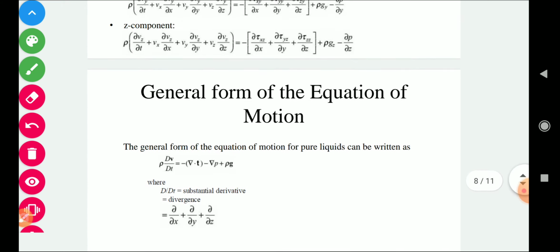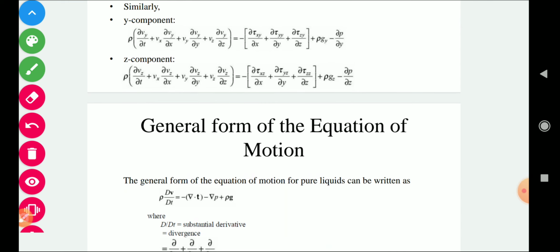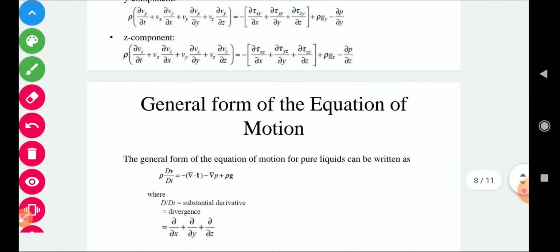Here the y component is this one and the z component is this one. Or in general form, we can write rho D v by D t equal to minus del p plus rho g, where D by D t is the substantial derivative, and it is del by del t plus vx del by del x plus vy del by del y plus vz del by del z.